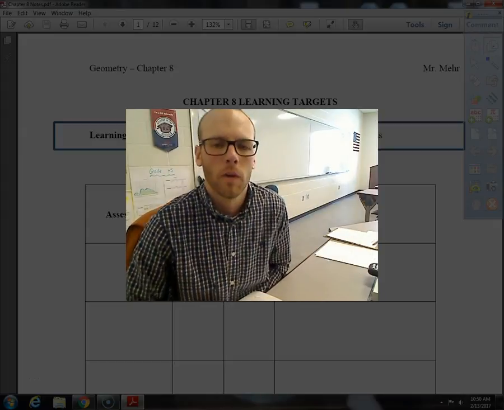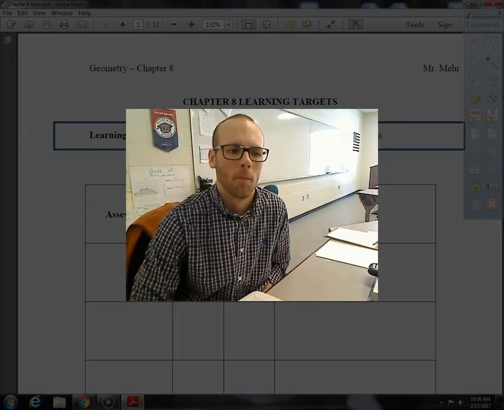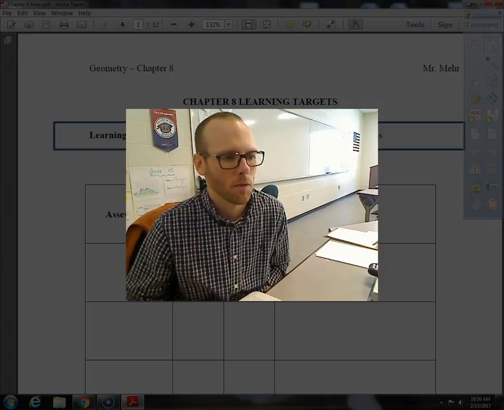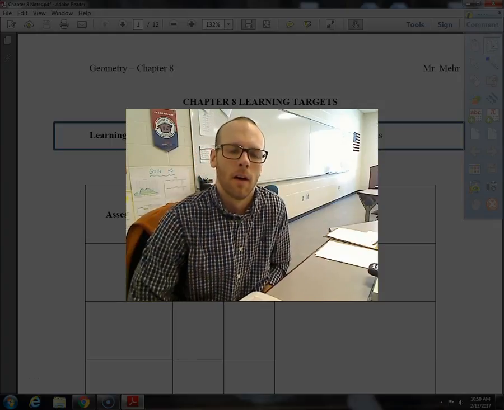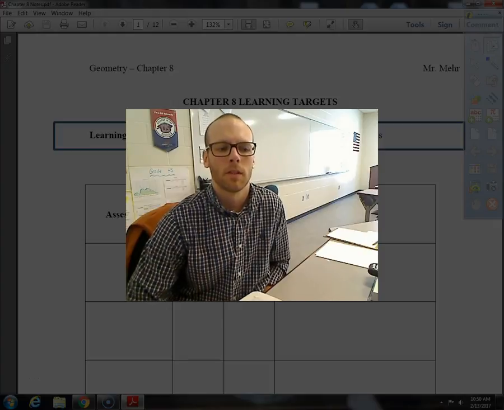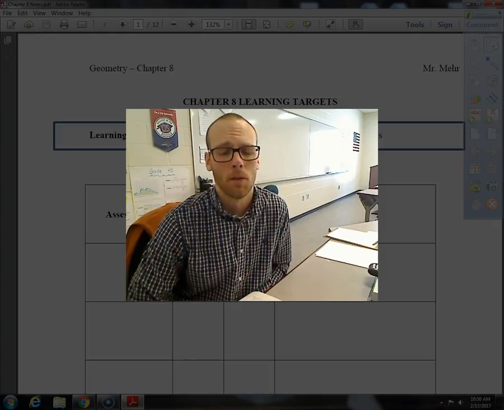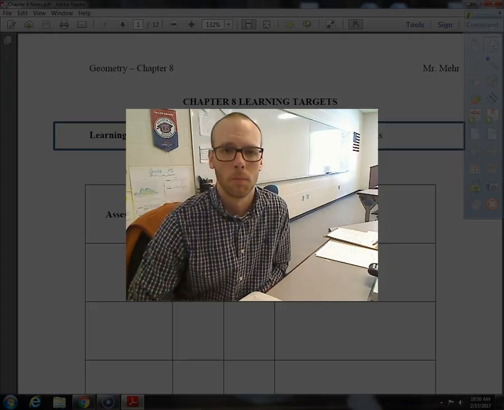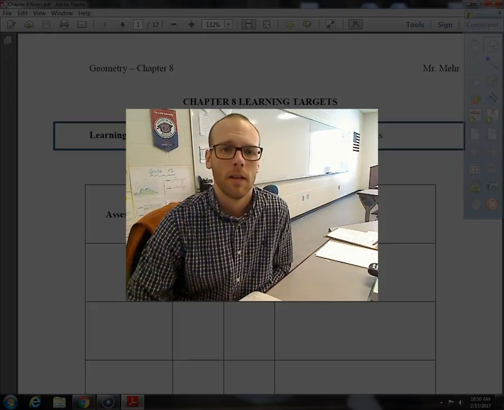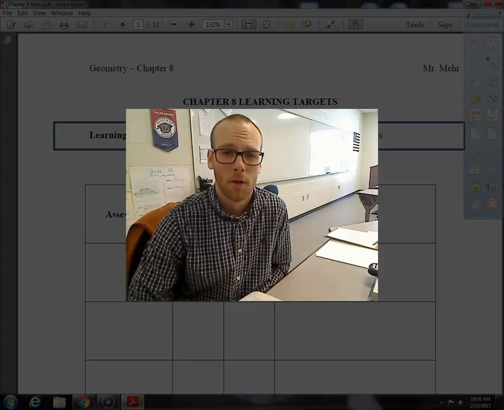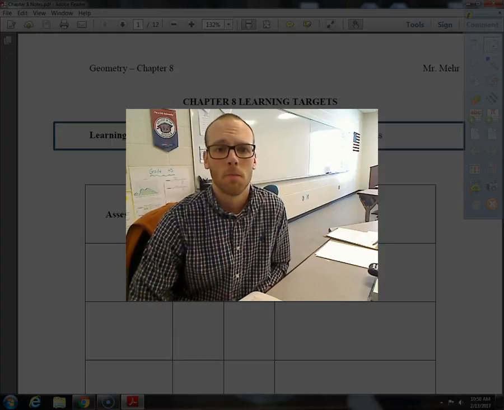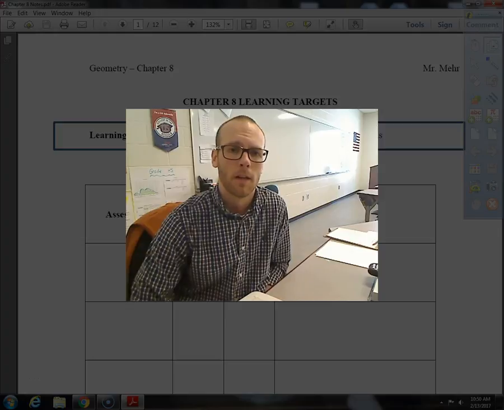All right, we're going to dive into chapter 8. As you can see here, right above my head, our learning target for chapter 8 is about classifying and applying properties of polygons. So we're going to spend a lot of time looking at all kinds of different things, whether it be parallelograms, trapezoids, or other types of polygons. But what we're going to start with today is just some basic properties of polygons.